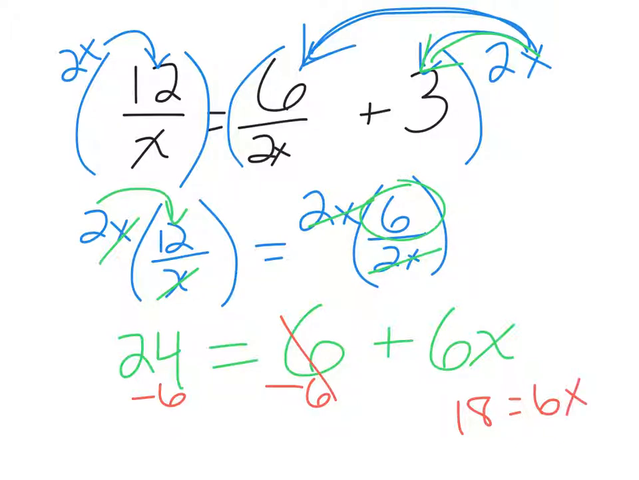And then I want to divide by 6. Sorry, I'm running out of room here. Divide by 6 on both sides, and that will leave me with x is equal to 3.